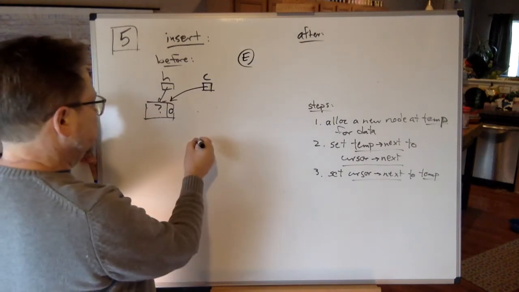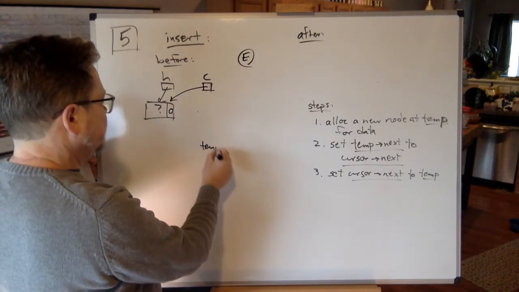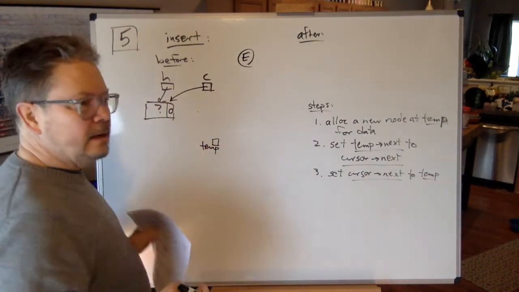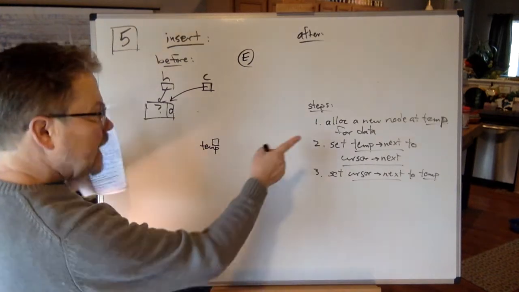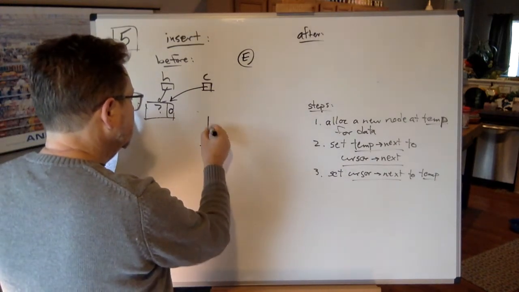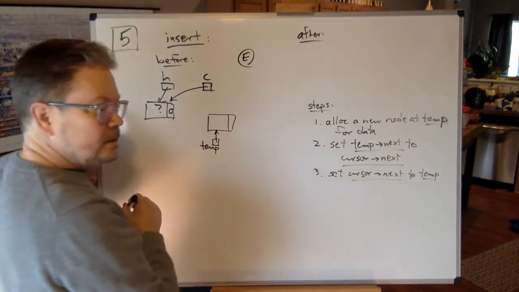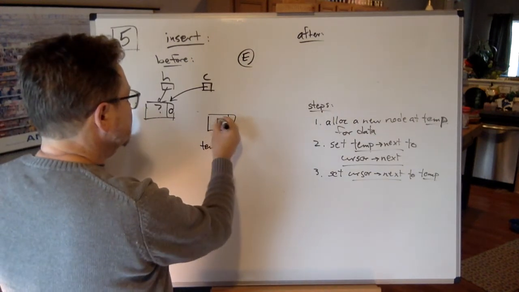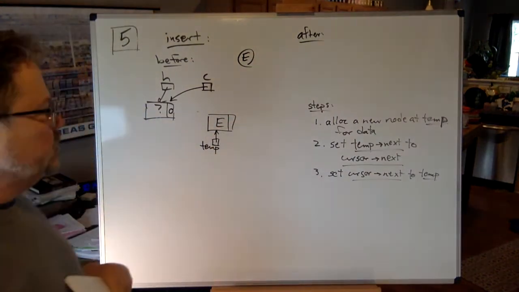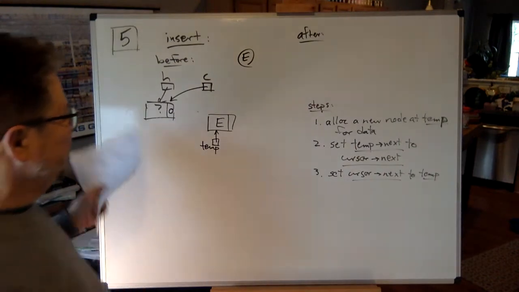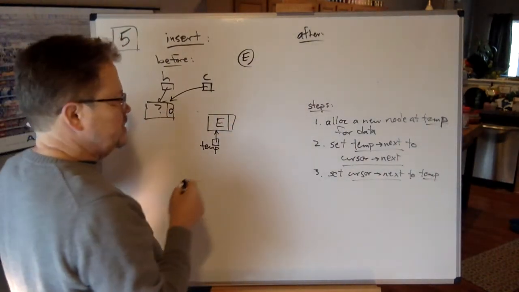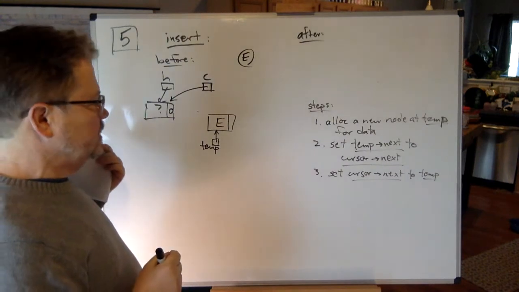Allocate a new node at temp for data. Here's my temporary variable again. It popped up when insert was called. Allocate a new node at temp. Done and done. There's the new node for the data, and the data in this case is E. Temp arrow data equals whatever we passed in. And I'm not even going to set that to 0. I'm just going to leave it garbage. It's just an extra unnecessary step.